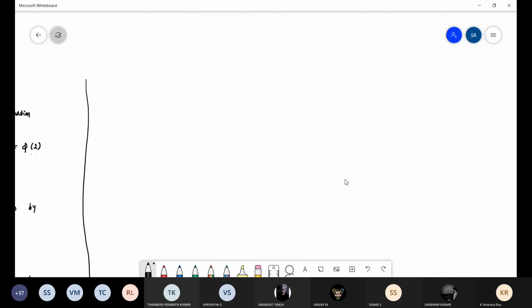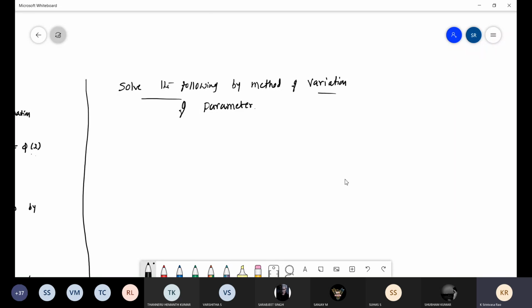Solve the following by the method of variation of parameter. They will ask in the question paper, in the exam, in this way only. If they specify the variation of parameter method, then you should solve in the same method only. Okay, first problem.